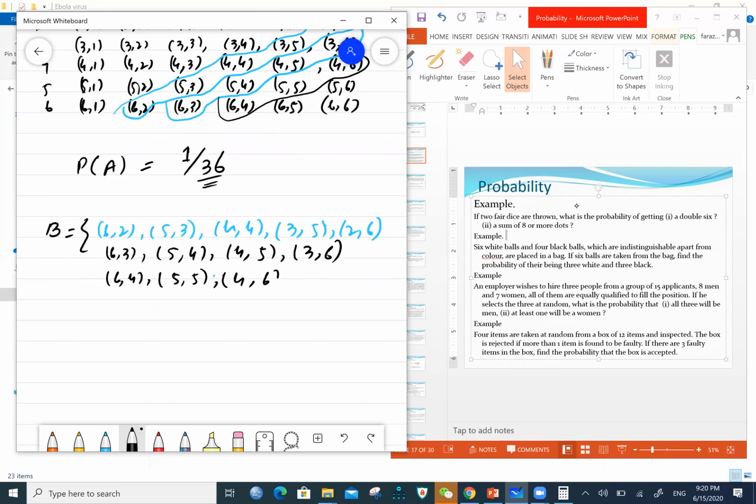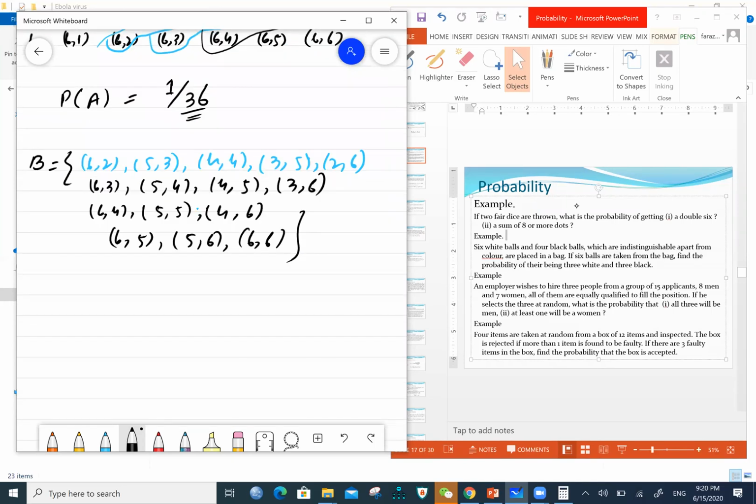It could be 11, and it could be 12. So how many options do we have? What is n of B? 1, 2, 3, 4, 5, 6, 7, 8, 9, 10, 11, 12, 13, 14, 15. So there are 15 times we can get a sum of 8 or more.